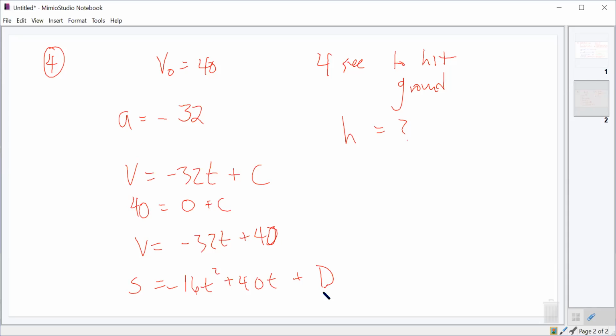And then how do we figure out what that constant is? We know that it takes 4 seconds for it to hit the ground. And like we said, the position is 0 when it hits the ground. So we'll say 0 equals negative 16 times 4 squared plus 40 times 4 plus d, which gives us what?